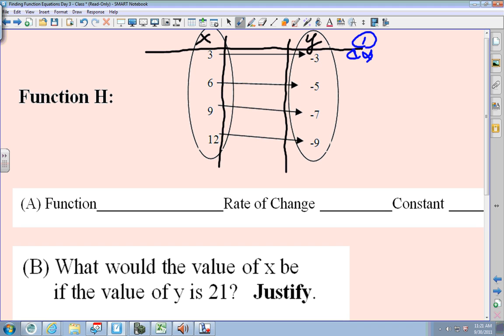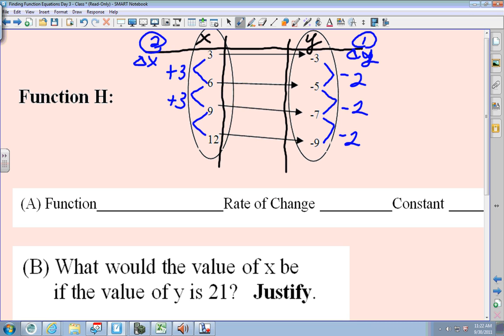Whoops, that's not a very good y, is it? Right here, I'm getting more negative. I'm going down, so it's negative 2, negative 2, negative 2. The second step is to find delta x. I'm getting more positive, and I'm going up by 3. Okay. Now I'm going to put an x right here.